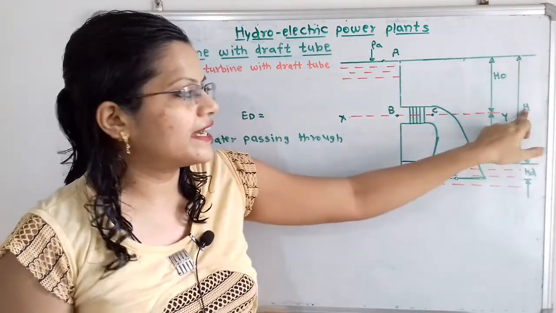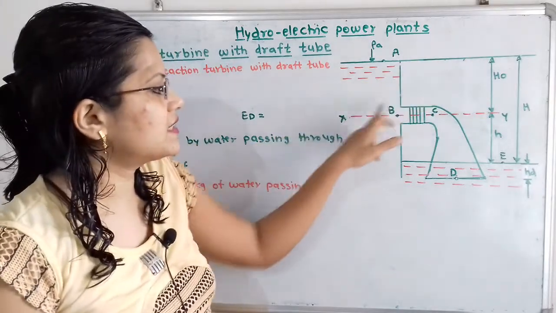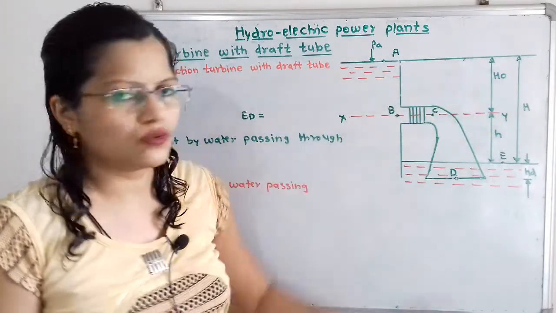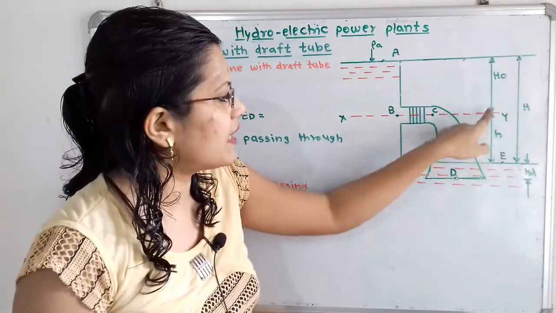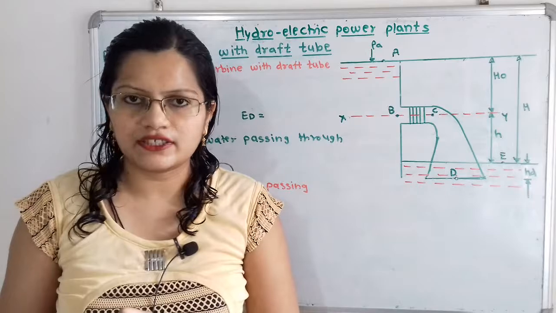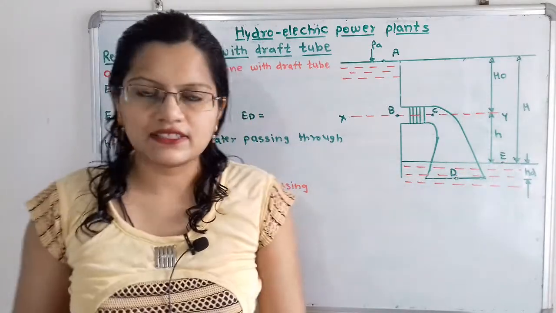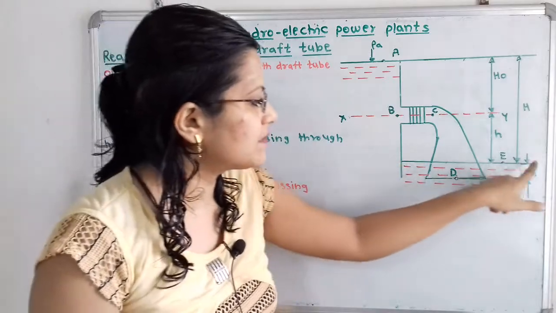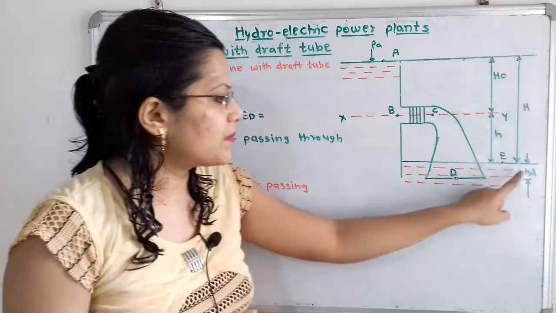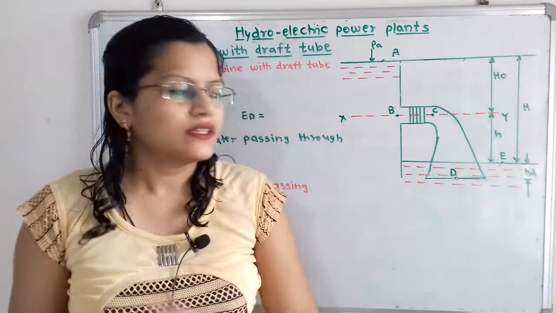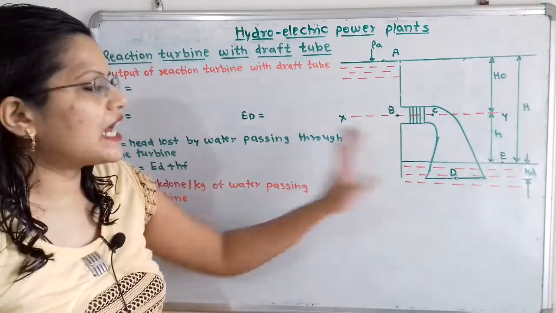That is the net head, capital H. What is the vertical distance between the headrace level and this XY line? That is H0. The vertical distance between the tailrace level and this XY line is small h. And the outlet of the draft tube is below the tailrace level. So the vertical distance between the tailrace level and the point D, that is the outlet of the turbine, is HD. That is small h to the base D. So these are the distances.